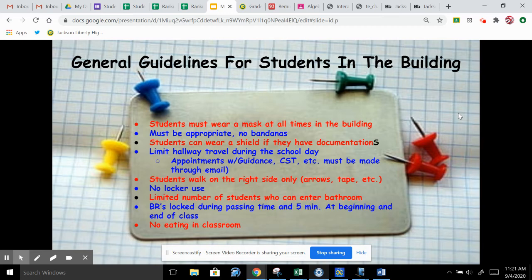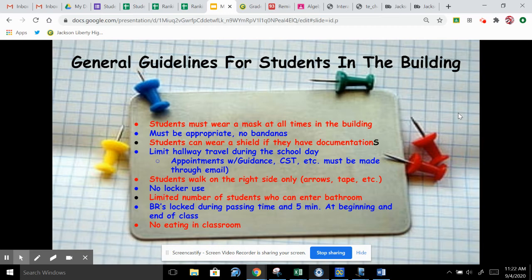Students are only going to walk on the right side of the hallway. You'll see the arrows. So students on the right, stay on the right, please. There's going to be tape. We talked about no locker use. Okay. Limited number of students can enter the bathroom. The teachers on hall duty have been told to not allow more than one person in the bathroom at a time. So, guys, as far as leaving the room to use the bathroom, it's going to be one at a time at most.